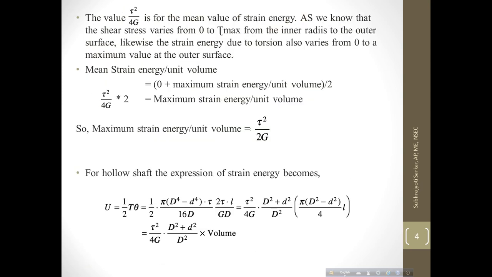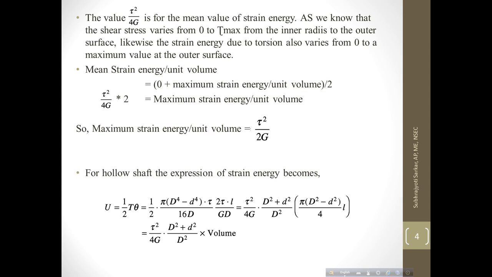So similarly, for a hollow shaft, the expression of strain energy is the same, just the value of J differs. So it is half into T into theta, where half into T is equal to pi into (capital D to the fourth minus small d to the fourth) divided by 16D, into tau into twice tau into L into G D divided by G D. So here also just take tau square by 4G as common.